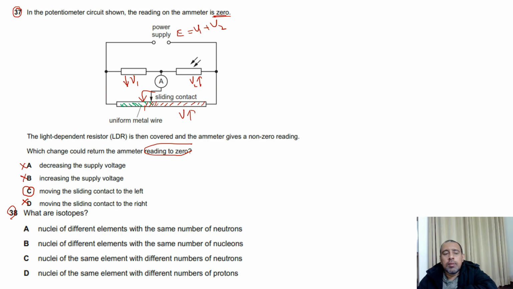What are isotopes? Nuclei of different elements, no, it's wrong. Nuclei of the same element with a different number of neutrons, yes, it is the correct one, because the neutrons are different, the mass number is different, and the other option is wrong as well.